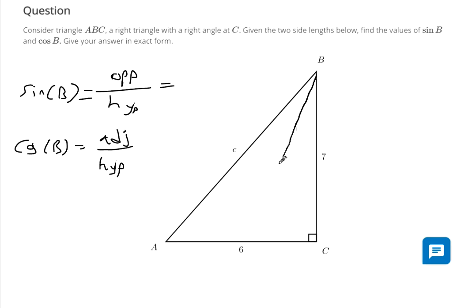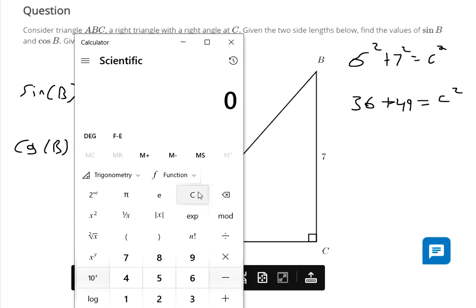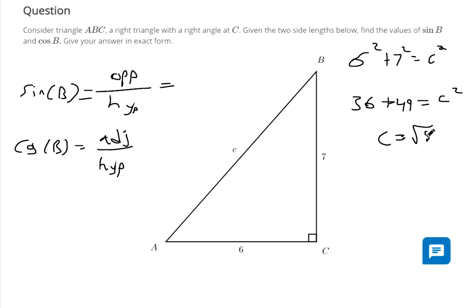So looking from B's perspective, actually we need to know what C is in order to finish this out. So let's do that first. 6 squared plus 7 squared equals C squared, because C is the hypotenuse. 36 plus 49, that makes 85. So C is going to be the square root of 85.